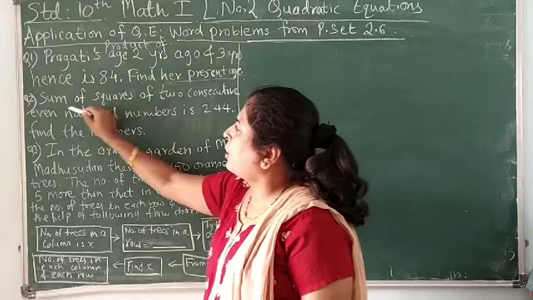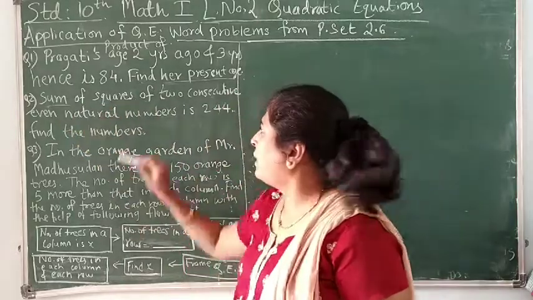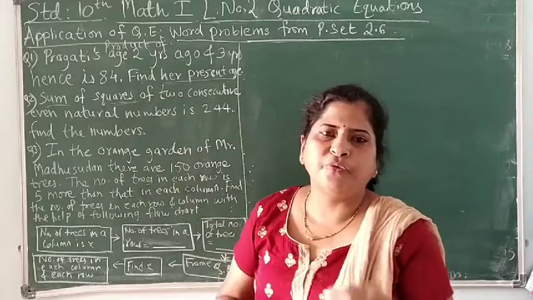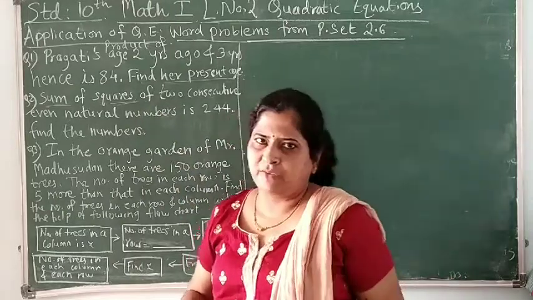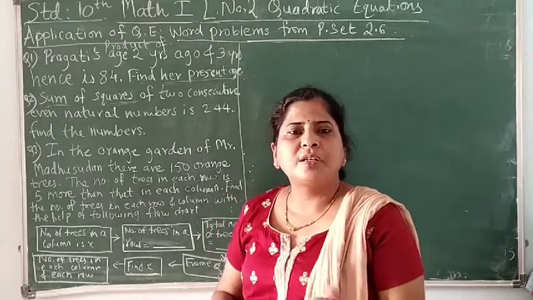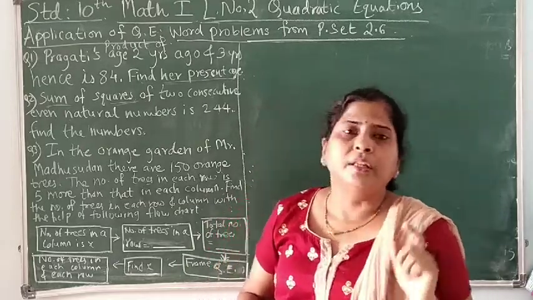In the first sum, we had the product of something. Here, we don't have a product, we have a sum. But we have squares here. How do we get a square? By taking the product of the number with the number itself. Correct? So here again we find the product. That's why this question is related to quadratic and not to linear.